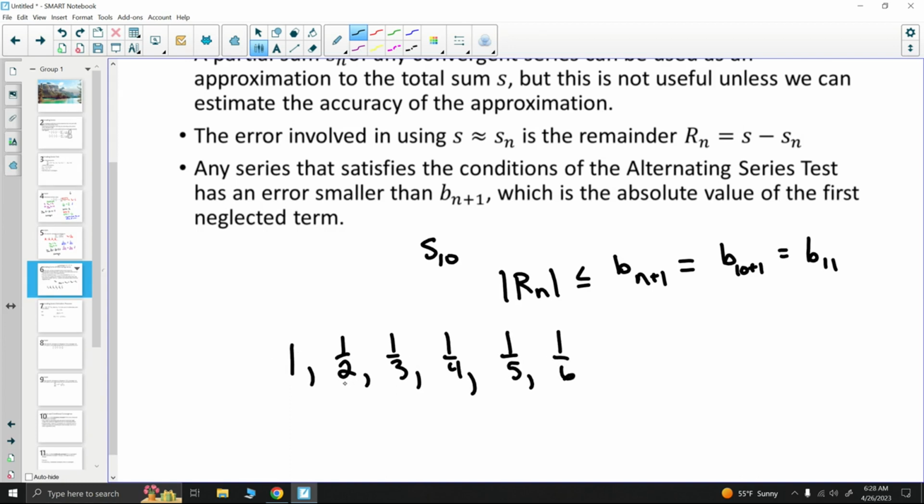Okay, now it's alternating. So let's say positive, negative, positive, negative, positive, negative, okay? And let's say that we approximated with the first four terms, the S sub 4. Well then, this first neglected term, B sub 5 here, 1, 2, 3, 4, 5, yeah, B sub 5 here is our maximum error. And the reason why that is, if you think about this, 1/5, then we subtract 1/6. We take off some of it, but not all of it. Just a fair amount of it.